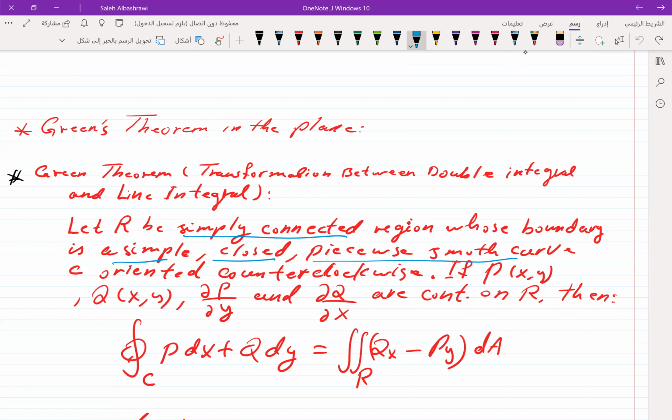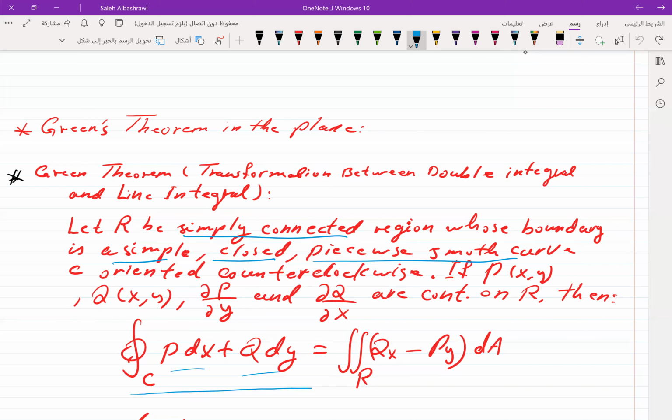If P of x, y, Q of x, y, and the partial derivative of P with respect to y and the partial derivative of Q with respect to x are continuous on R, then the line integral of P dx plus Q dy along the curve C is equal to the double integral of the partial derivative of Q with respect to x minus the partial derivative of P with respect to y dA. So we started with the line integral.